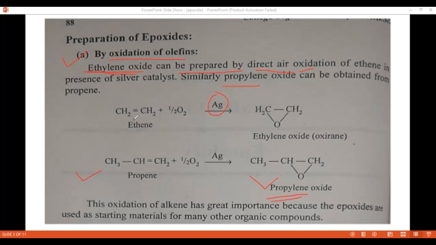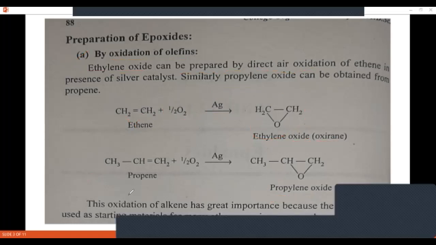Now, a very simple example, ethene, CH2 double bond CH2. The air oxidation is plus half O2 in the presence of a silver catalyst, and this single oxygen is attached between these two CH2. The double bond is converted into a single bond, forming the three-member ring called ethylene oxide, CH2CH2O. The three-member ring containing the oxygen atom is called oxirane.